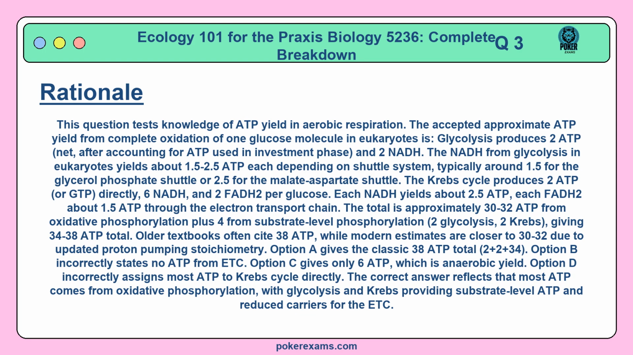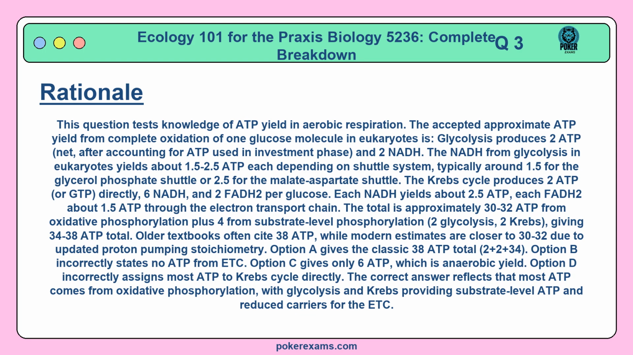The total is approximately 30 to 32 ATP from oxidative phosphorylation plus 4 from substrate-level phosphorylation, 2 glycolysis, 2 Krebs, giving 34 to 38 ATP total. Older textbooks often cite 38 ATP, while modern estimates are closer to 30 to 32 due to updated proton pumping stoichiometry. Option A gives the classic 38 ATP total, 2 plus 2 plus 34.